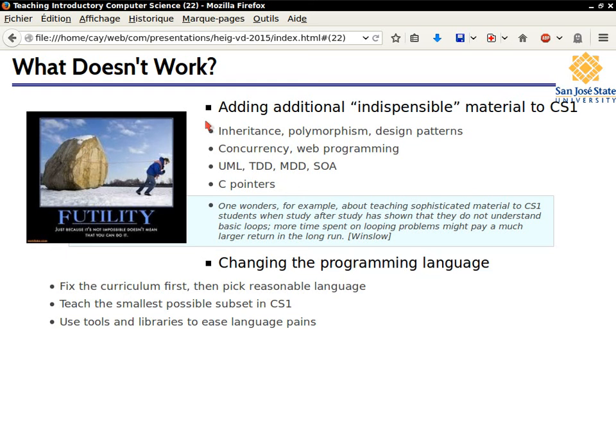If all you do is change the language, you don't really make an impact. So you want to first figure out what you want to teach, and what you want to teach is fundamental programming concepts and algorithms and design skills. And once you do that, pick some reasonable language that makes sense for your environment.